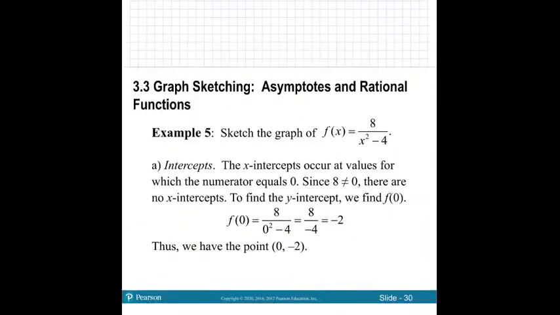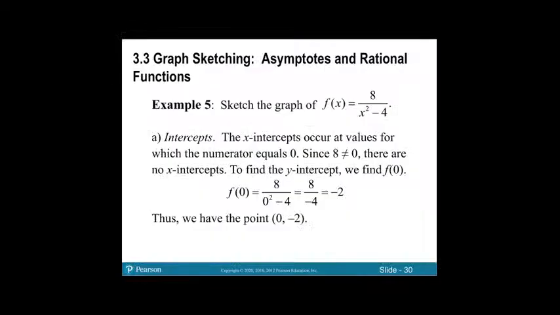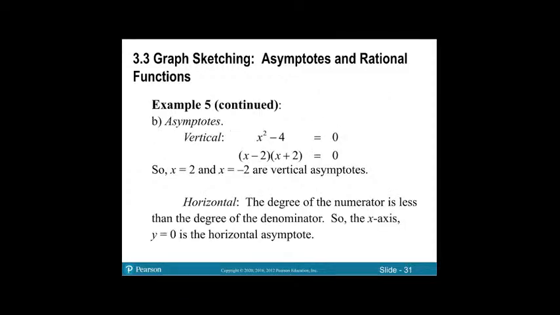So let's go view, single page. Okay, so let's see how the book did it. Sketch the graph. Okay, I think we got this for the y-intercept. So again, we said there are no x-intercepts. We got a y-intercept of (0, -2). Vertical asymptotes, we got plus or minus 2. We said y equals 0 is a horizontal asymptote. Did we say that? I think we did, yeah. So these two are fine. So there aren't any slants.